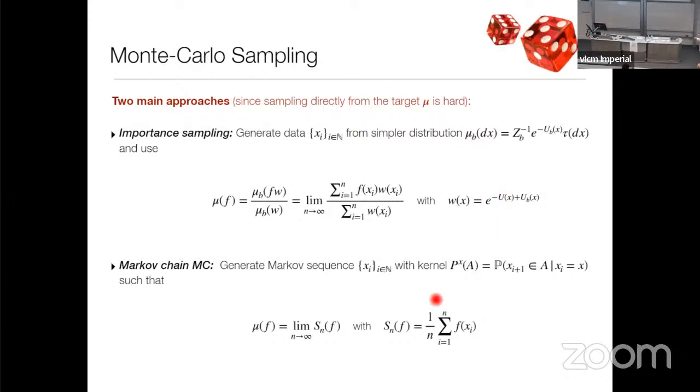The other class of method is Markov chain Monte-Carlo, where what you do is that you generate a Markov sequence using a certain probability kernel, and it turns out it is easier to construct probability kernels that are ergodic with respect to the target than to sample from the target directly. And so then you use an ergodicity statement where you time average your observable along the Markov sequence in such a way that in the limit as n goes to infinity, it gives you again by the law of large numbers the expectation that you desire. And again, you use that at finite n.